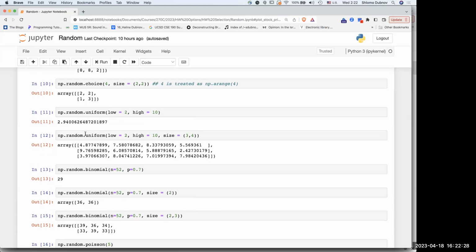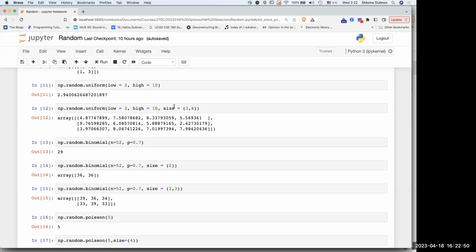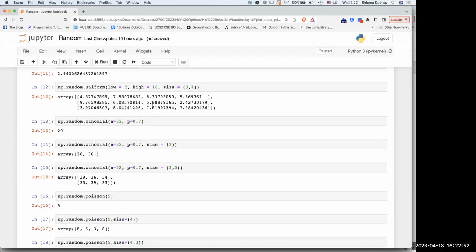Now, you have to look it up in the help and documentation for each library to know exactly what they're doing. This is why I summarize. It's not super interesting, but just to give you an overview. Uniform distribution, again, limited between 2 and 10. You can have a size.